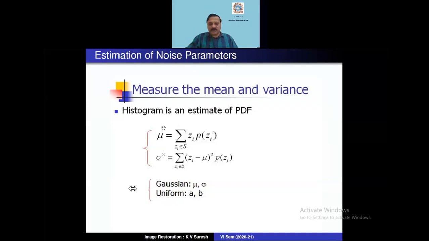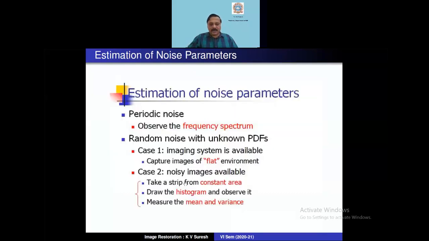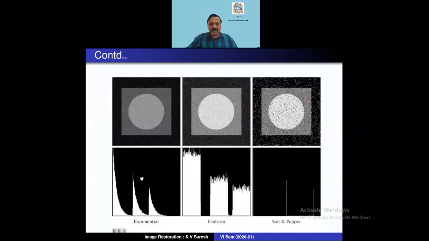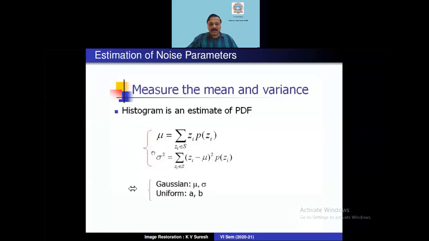Okay, so let us try to understand it. We are trying to do case 2. Case 1 is the imaging system is available, capture images of the flat environment. Case 2 is I don't have the imaging system, I only have the noisy images. Take a strip from the constant area and draw the histogram. Now you have got the shape of the distribution. The shape of the distribution is known, but you need to find the mean and variance. So to find the mean and variance, use these two formulas. From that small strip, calculate the mean by using these formulas.